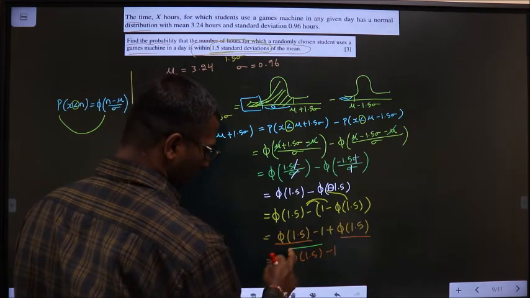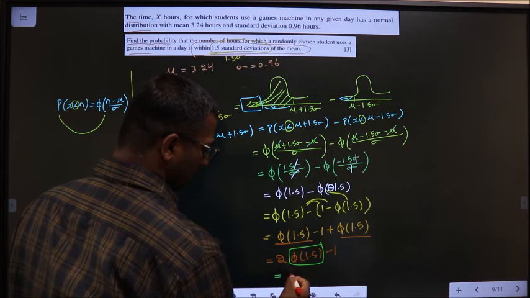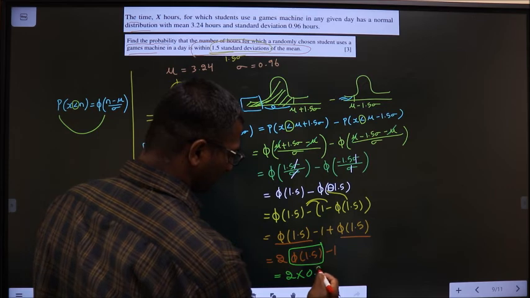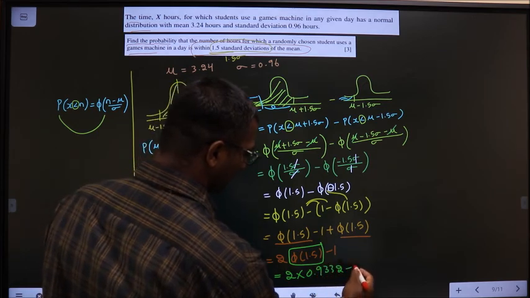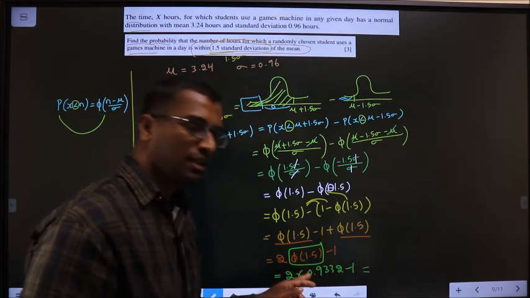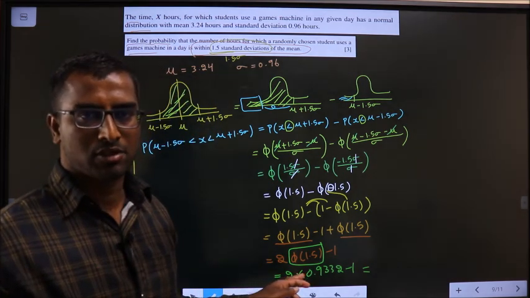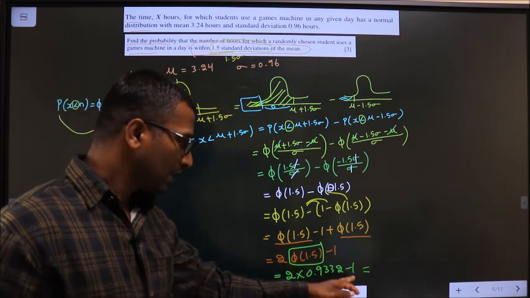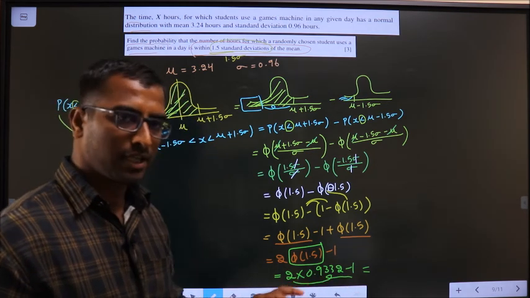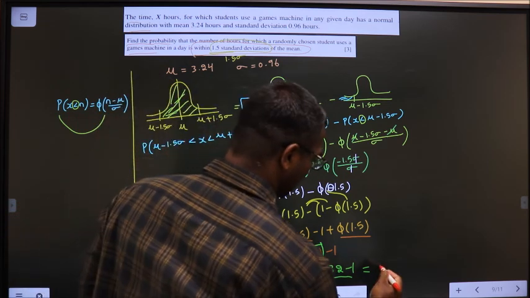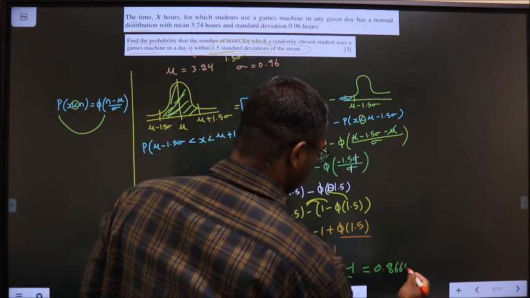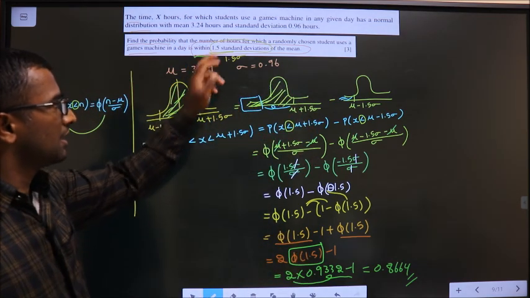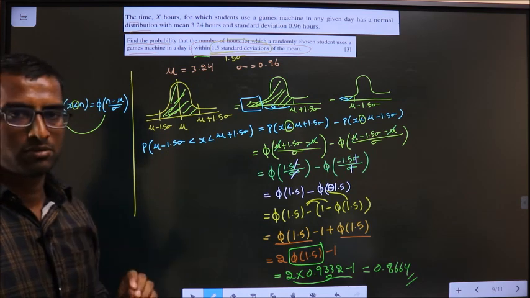Now, you get this value from the normal distribution table and you should get it to be 0.9332 minus 1. Now, if you have any doubts in making use of the normal distribution table, look at the playlist given in the description. Now, put this in the calculator. You get the answer to be 0.8664. Okay. So, whenever a within question comes, this is how we should do it.